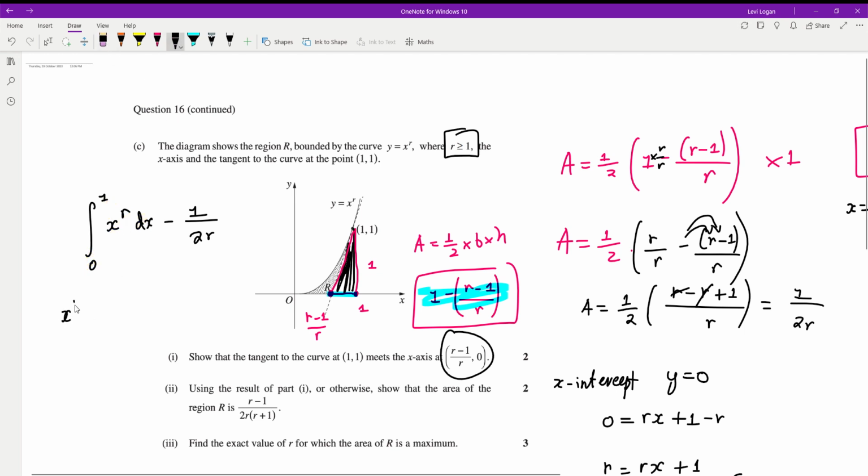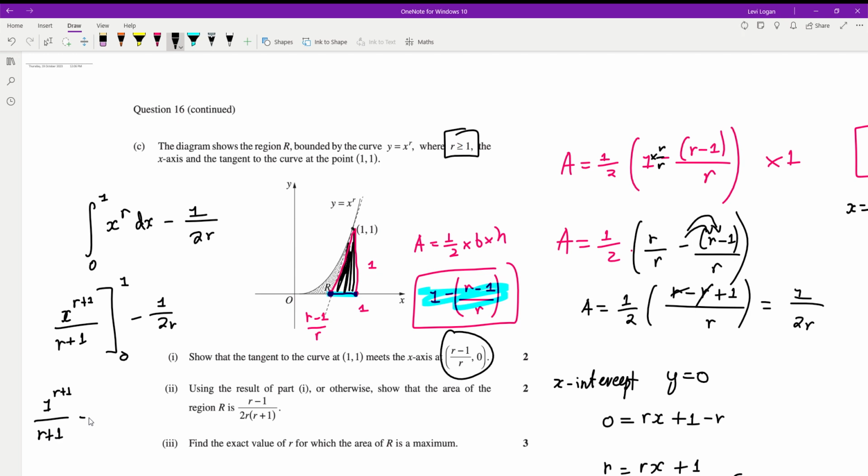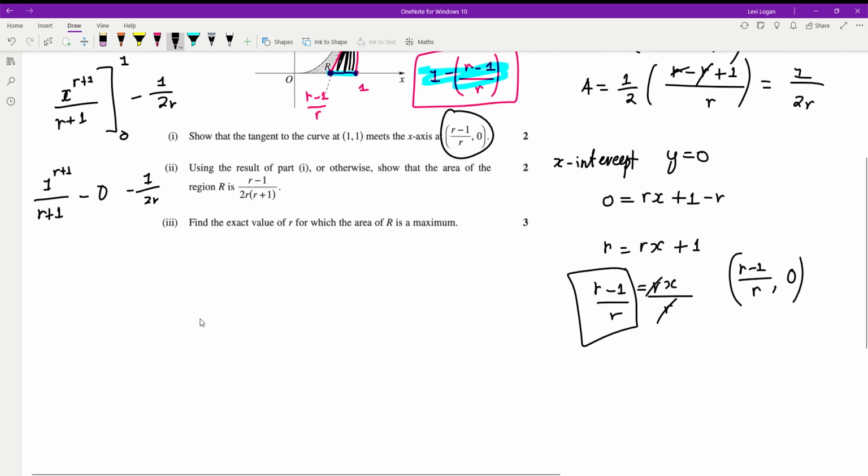So add 1 to the power, divide by that new power, and you have your bounds 0 and 1. Minus 1 on 2r. Substituting in the 1, we're going to get 1 to the power of r plus 1 over r plus 1 minus 0, still minus 1 on 2r. Now this is my region R, capital R still. Right, let's move it down. 1 to the power of anything is 1, so we have 1 on r plus 1 minus 1 on 2r, which is still equal to our big region R.